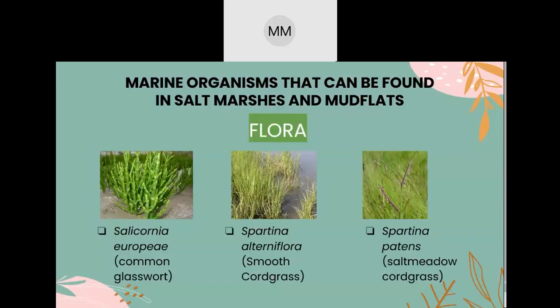Next is flora. Examples of marine flora in salt marshes and mudflats are Salicornia europaea, or common glasswort, Spartina alterniflora or smooth cord grass, and lastly Spartina patens, or salt meadow cord grass.